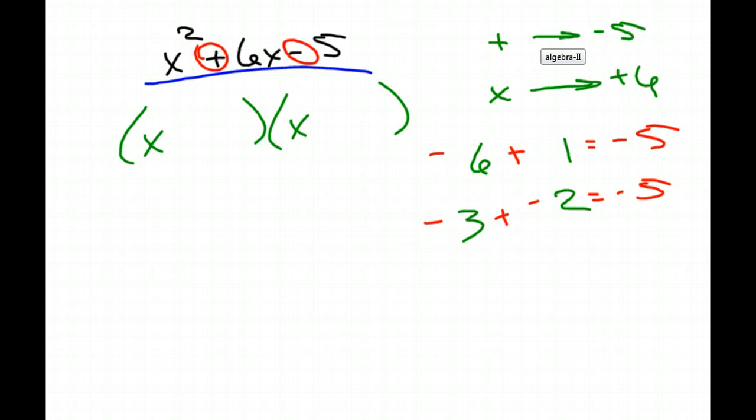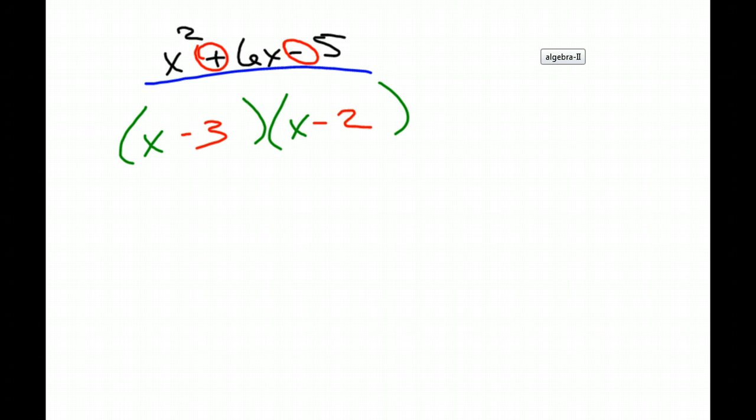So what we've got here is (x - 3)(x - 2). And that's the answer. What we just did is we simplified it. We didn't find an answer. We didn't find an x. There's no equal sign, so you don't find x, only if there's an equal sign.